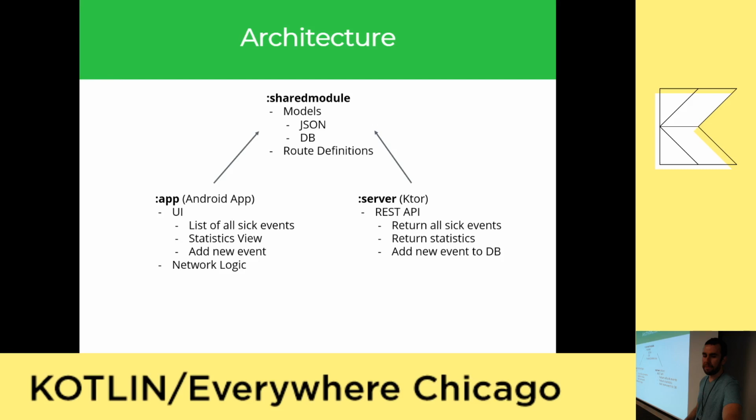Next up, we have the app module. This is just going to be our Android app. So the UI, a list of all the sick events, the statistics view, everything I just showed you, and all of our networking logic. We're going to use Retrofit in there just because everybody loves Retrofit. Then we have the server module, which is our REST API, which is just going to have all of those endpoints, as well as logic for reading to and getting information from the database.